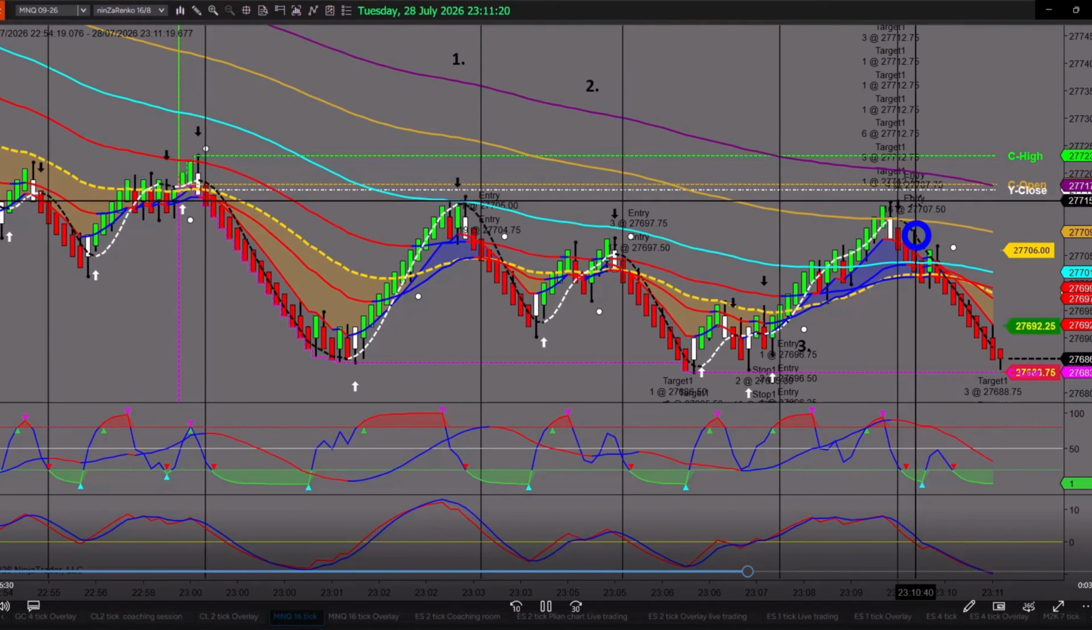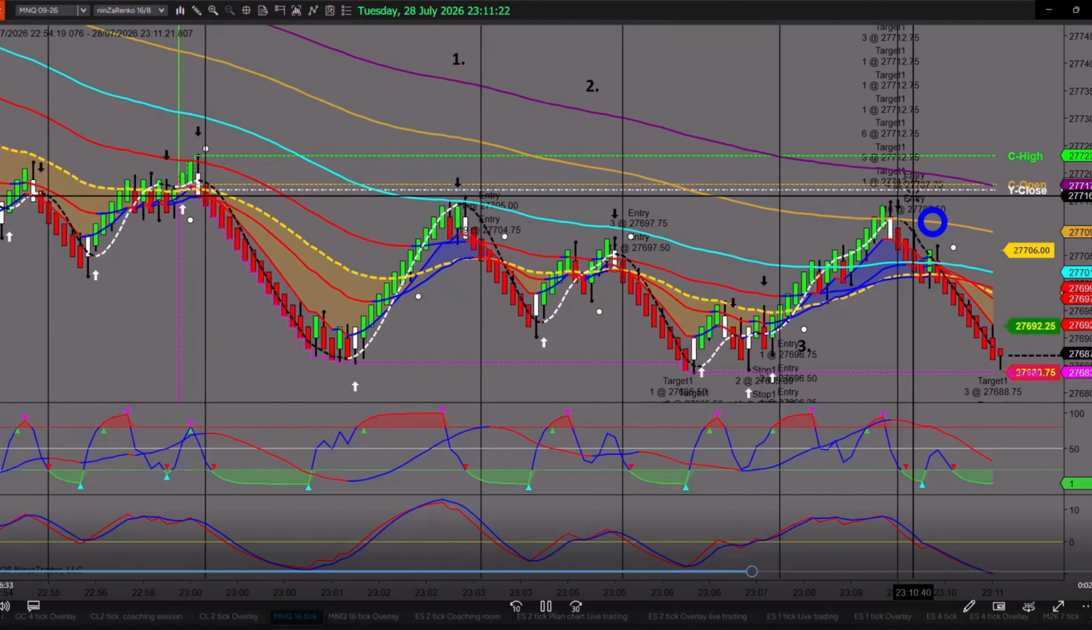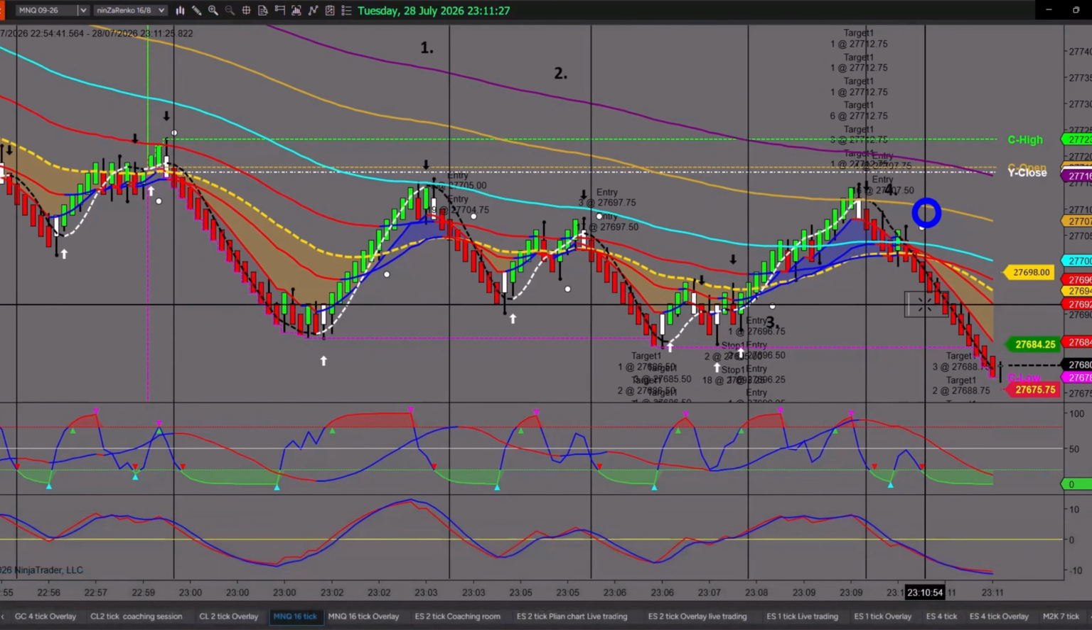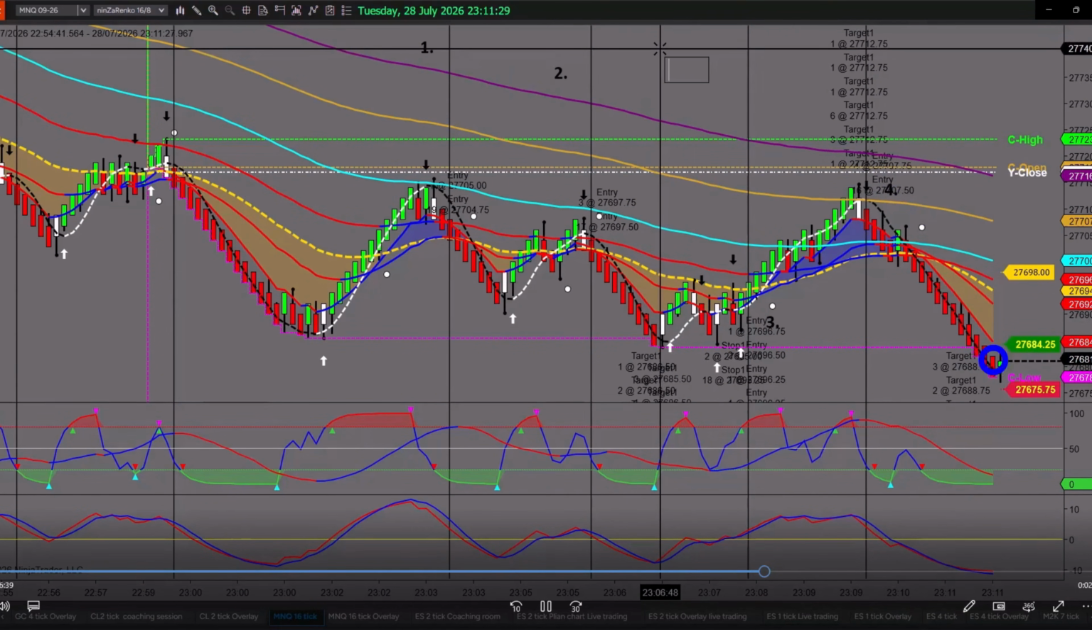Okay, so I must have paused the video there. Here is the fourth trade I've taken, and that took off pretty quickly. I can see there, it just went bang.